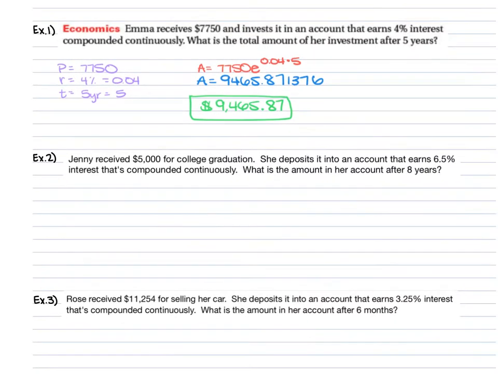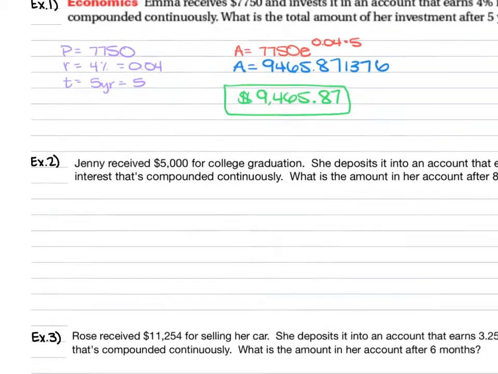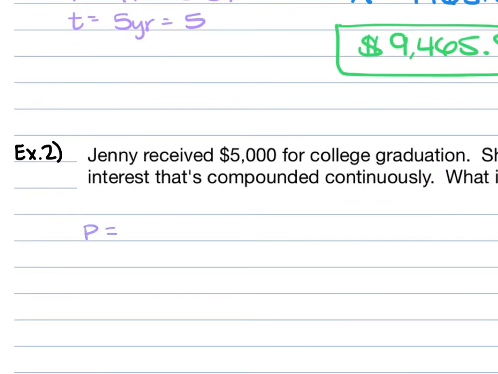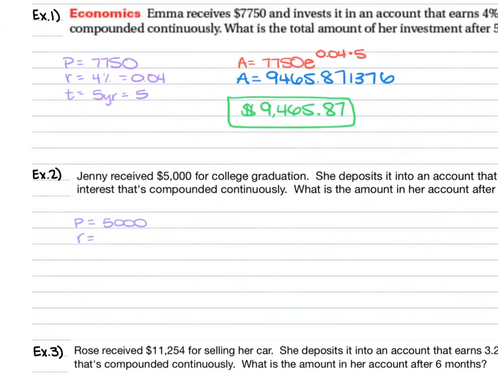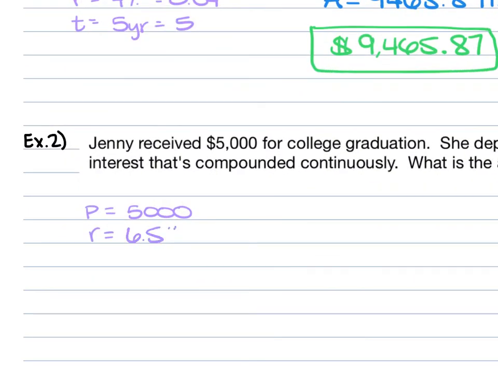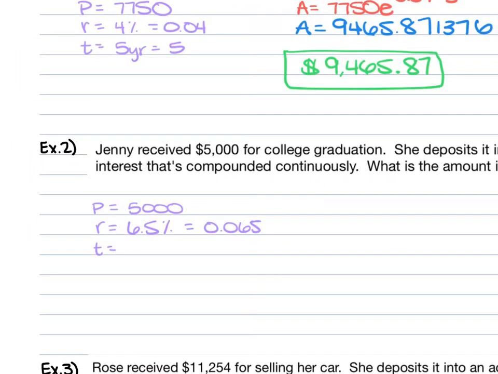For example 2, it says Jenny received $5,000 for college graduation. She deposits it into an account that earns 6.5% interest that's compounded continuously. What is the amount in her account after 8 years? So we're starting with that $5,000. That's our P, our initial investment. So that's $5,000. Our rate is 6.5%, which is 0.065, and then our time in years is 8 years, so that's just 8.